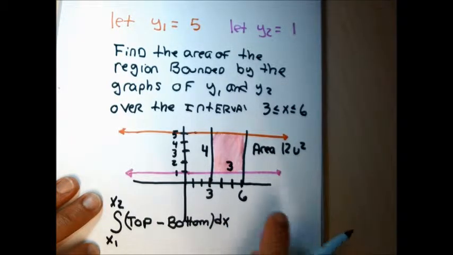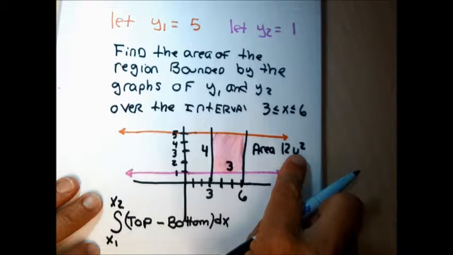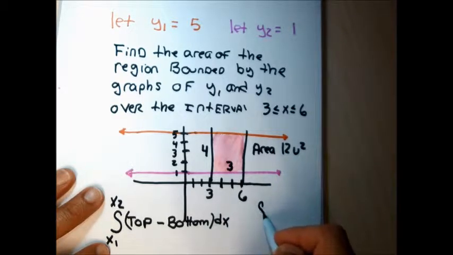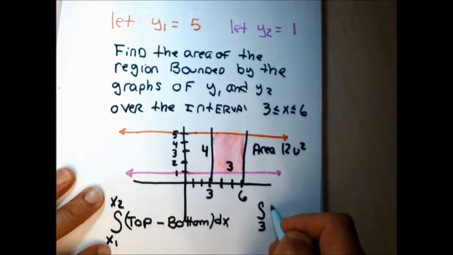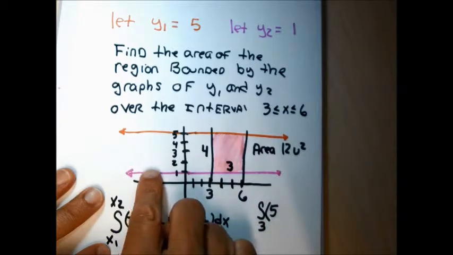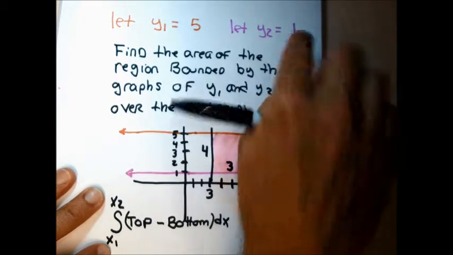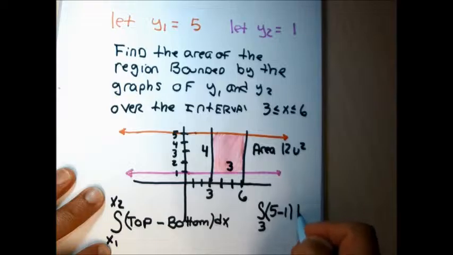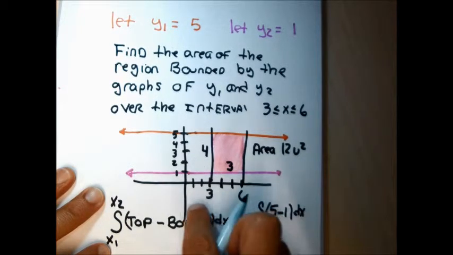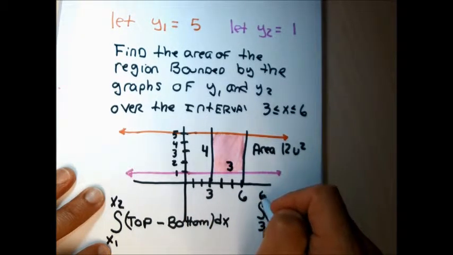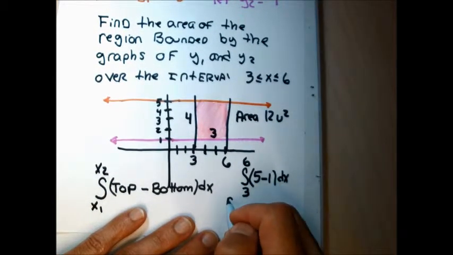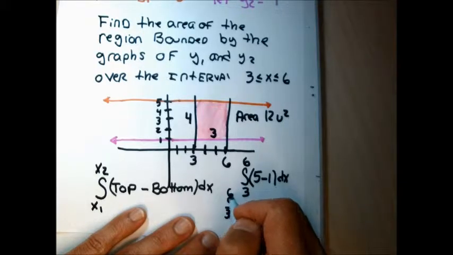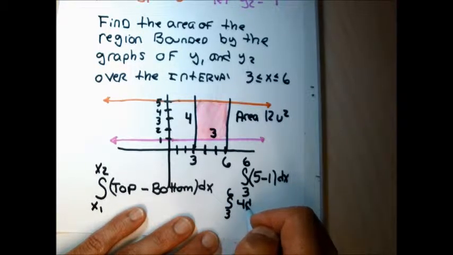So to do this problem, to get this area of 12, what I'd have to integrate is the top function y1, which is 5, minus the bottom function y2, which is 1, over the interval that's prescribed from x equal to 3 to x equal to 6. I'm going to combine like terms in there, and this is going to come out to be the integral from 3 to 6 of 4 dx.